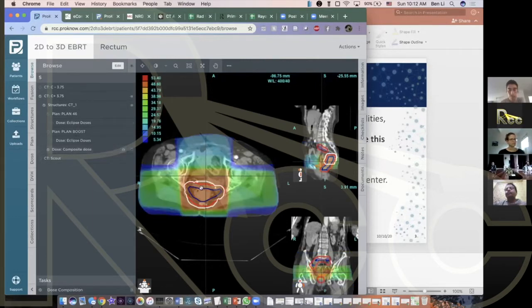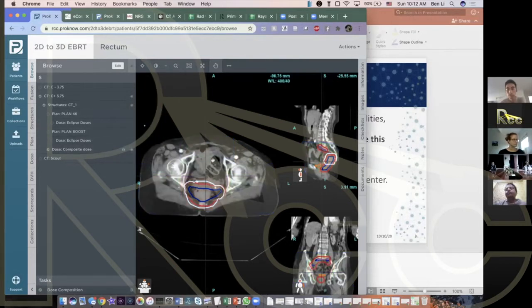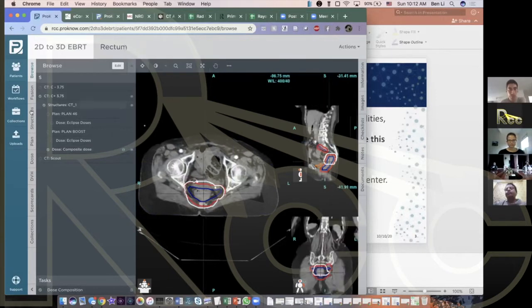And we can see here that in fact our high-risk disease was treated to a total dose of around 50, somewhere between 50 and 53 gray, which is what we would expect for a rectal cancer case. Now, let's review some of the concepts that we've gone over so far in this course regarding contouring.